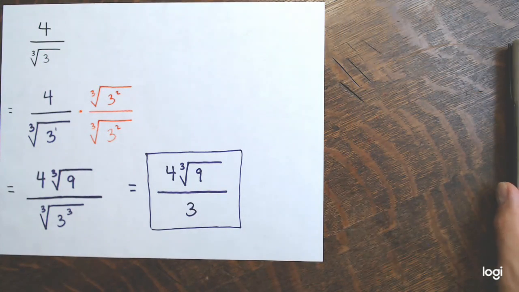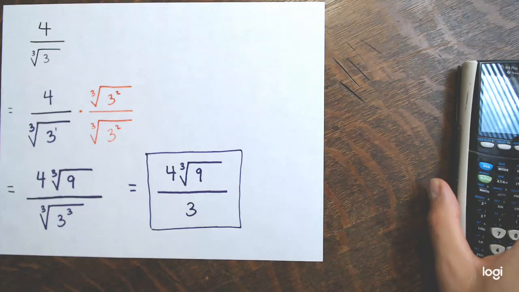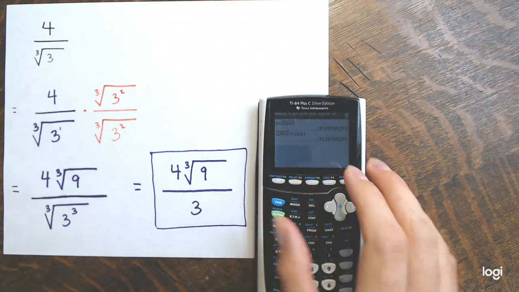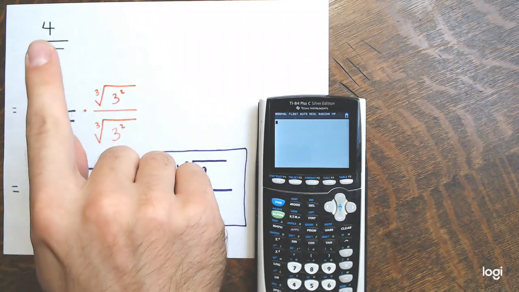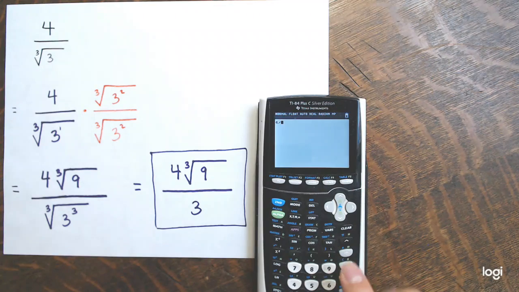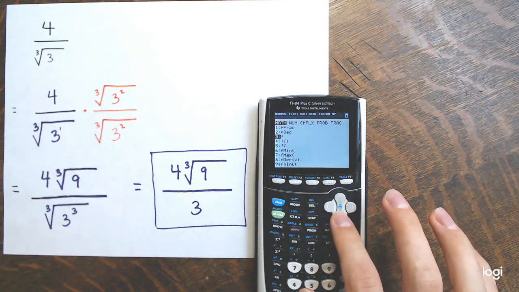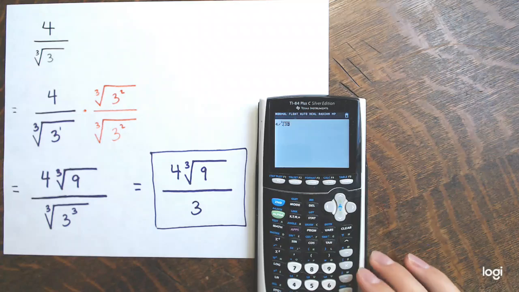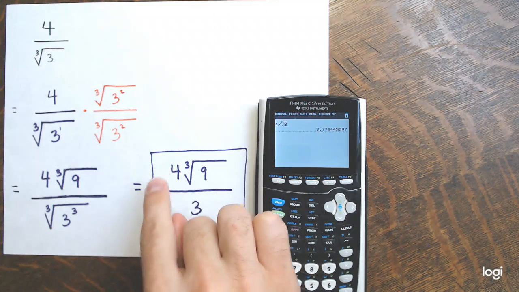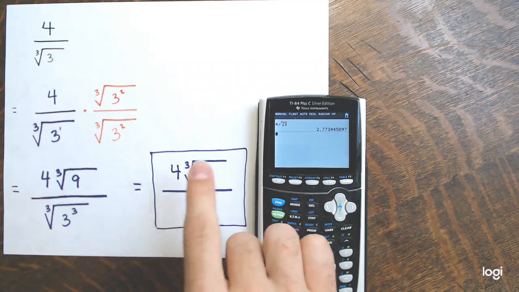All right, and then as I like to do, let's double check this. The original expression was 4 divided by the cube root of 3. And that's the number 2.77344597 and so on. The expression I said it was equal to this number here.